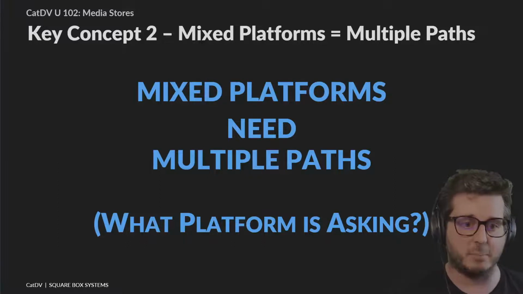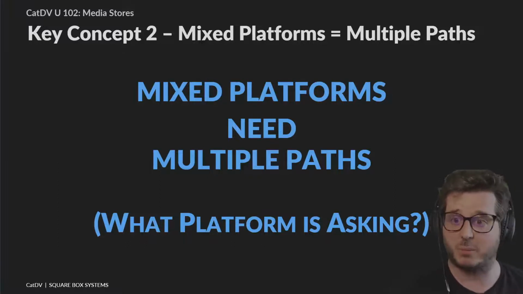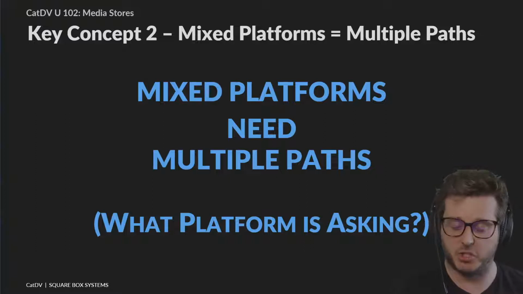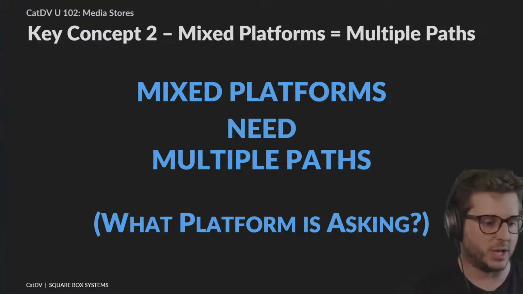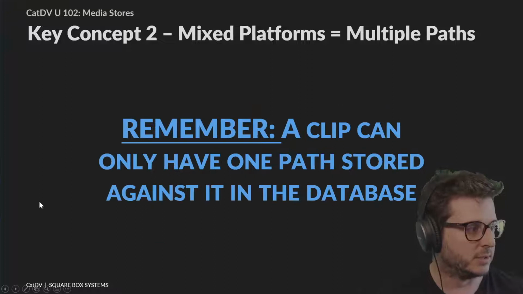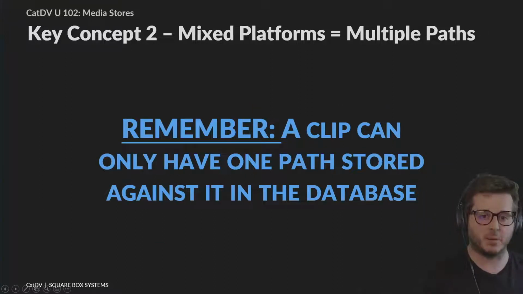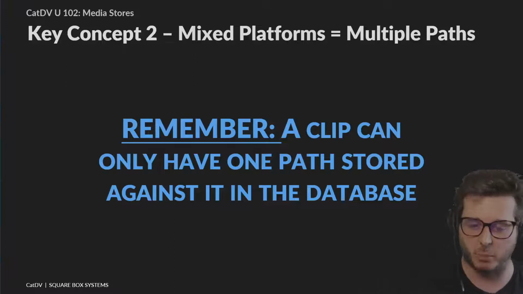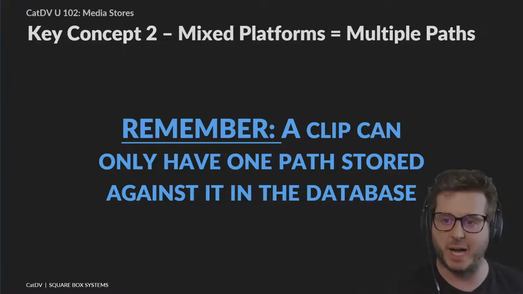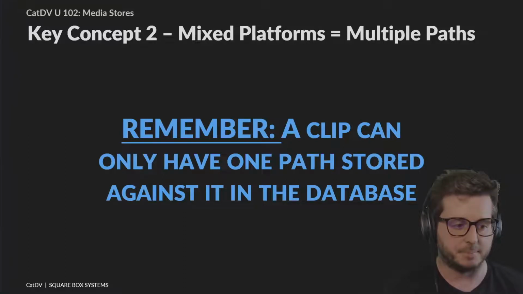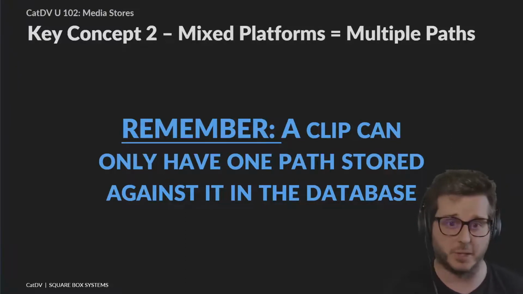In fact, when a client makes a request, so that could be the desktop client, it could be an NLE panel or something like that, we know which platform is asking. So therefore, we can effectively serve the correct path back to the consumer or the client, providing that we know what the equivalence is. Remember, a clip can only have one path stored against it in the database. So we can't have a Windows path and a Mac path, or a Windows path and a Linux path stored in the database. So this is where media stores becomes important.